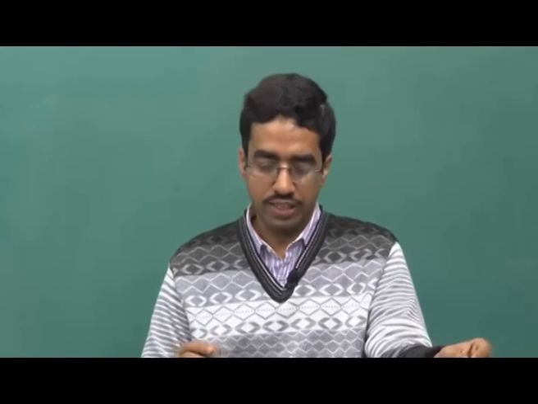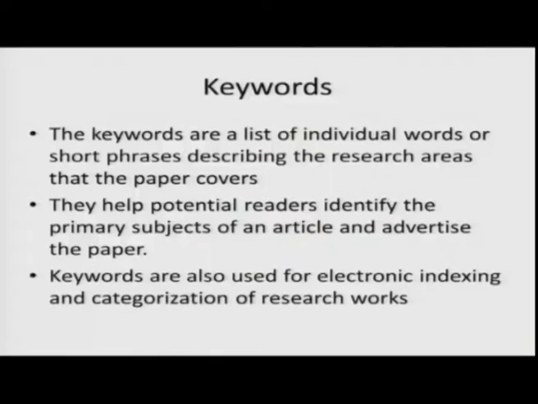So, let us look at these. The keywords are a list of individual words, or sometimes even short phrases, describing the research areas. They help potential readers identify the primary subjects of your article, and as I mentioned, they advertise your paper as well. They are also used for electronic indexing and categorization of research works.